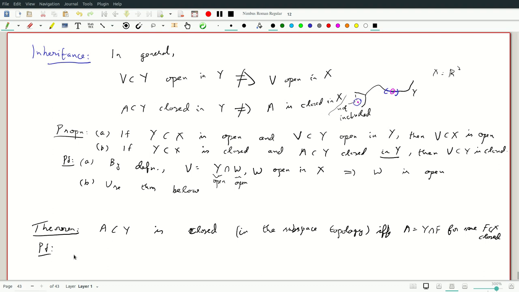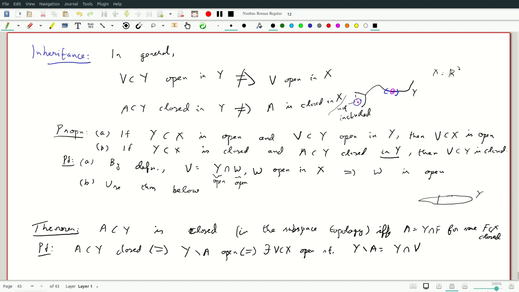Okay, and so the proof is that A contained in Y is closed is equivalent to, of course, that Y minus A is open, which is equivalent to there exists V in X open such that Y minus A is the same as Y intersection V. Okay, so the Y minus A has to be an open set. So now what are these? These are the points in A. So here is Y, and here is some set A.